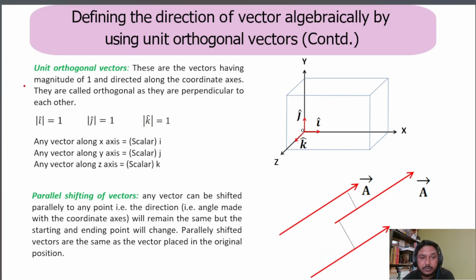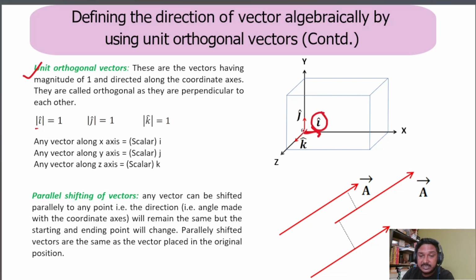Next is unit orthogonal vectors. So we know what a unit vector is. A unit vector is basically a vector of magnitude 1 and directed in a specific direction, in the direction of the original vector. Now, unit orthogonal vectors are also unit vectors. There are basically 3 unit orthogonal vectors. Each of them is directed along each coordinate axis. Okay, so the first unit orthogonal vector is i cap, which is directed along the x-axis. The second unit orthogonal vector is j cap. As you can see, this is i cap, which is directed along the x-axis.